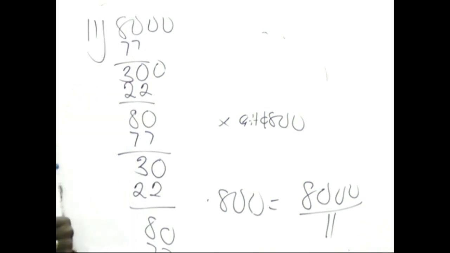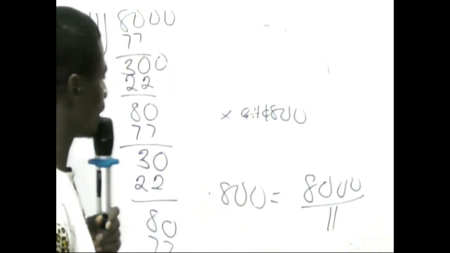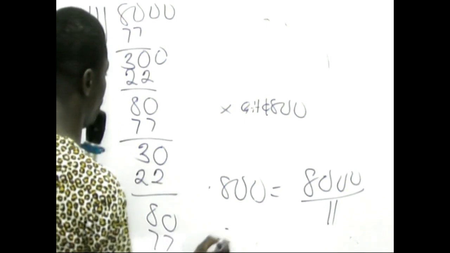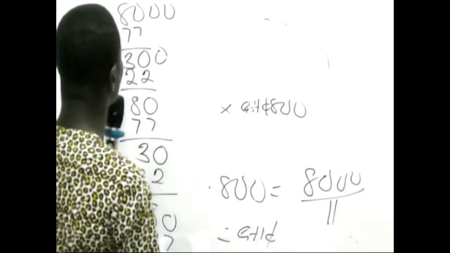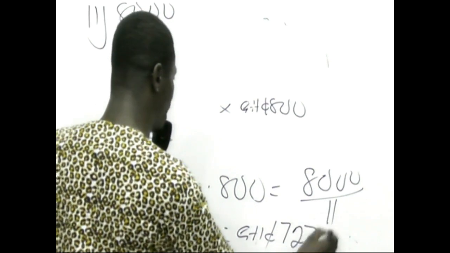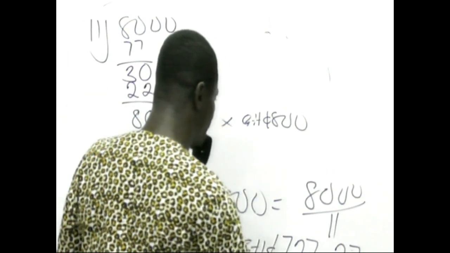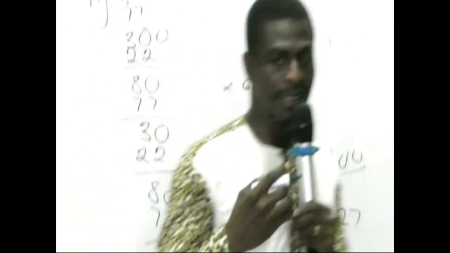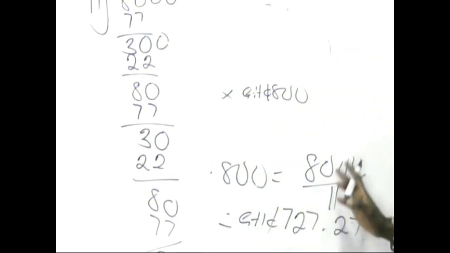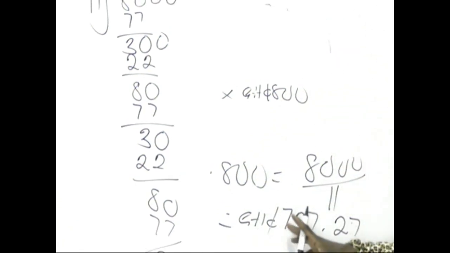And so because money is left in 2 decimal places, our answer will simply be 727.27 Ghana cedis. If you do the calculation, you are getting 727.27 Ghana cedis. In other words, 727 Ghana cedis, 27 pesewas.